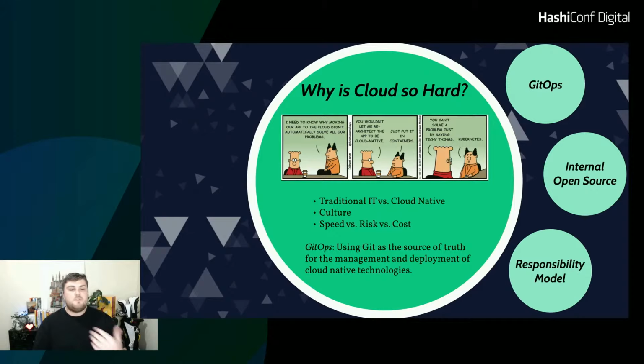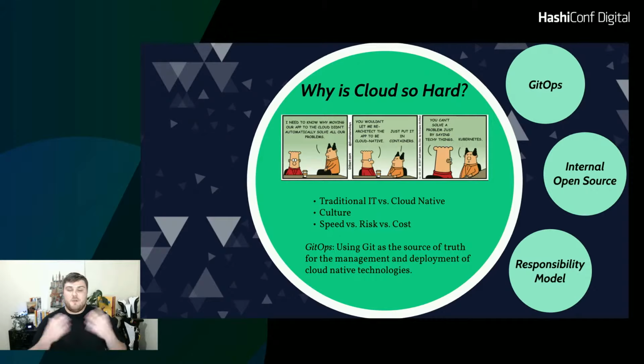But a big one is the change of culture, and really the transition from those models and how we progress past those. And there's this triangle of discussion that's constant in cloud adoption, which is the speed versus risk versus cost discussion. And we'll cover a bit of that in a responsibility model that I've drawn up. But how do we solve these problems? Well, as you may have guessed, GitOps is how I answer that question.